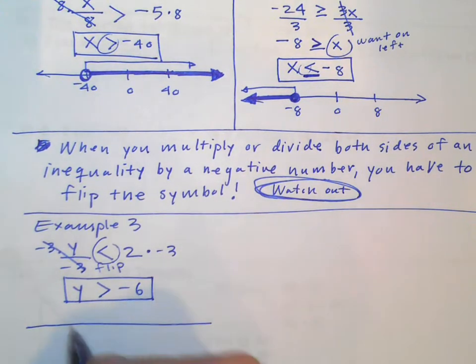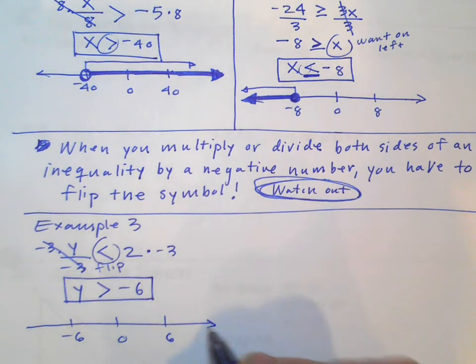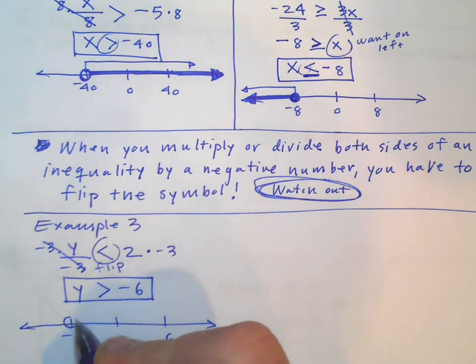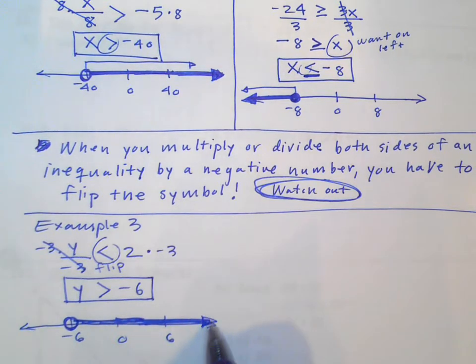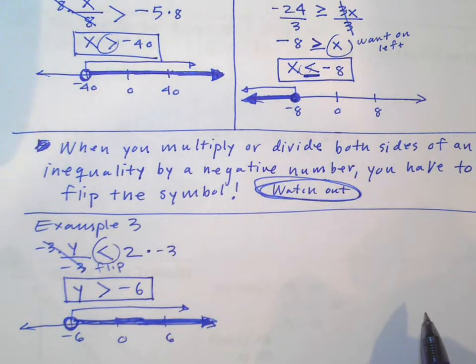We're going to sketch it. Negative 6, 0, 6. It's going to be an open dot at negative 6 because it's not equal to. Greater than is to the right on the number line. Just look at the numbers. Where are the numbers getting bigger? Also, same direction as that arrow.